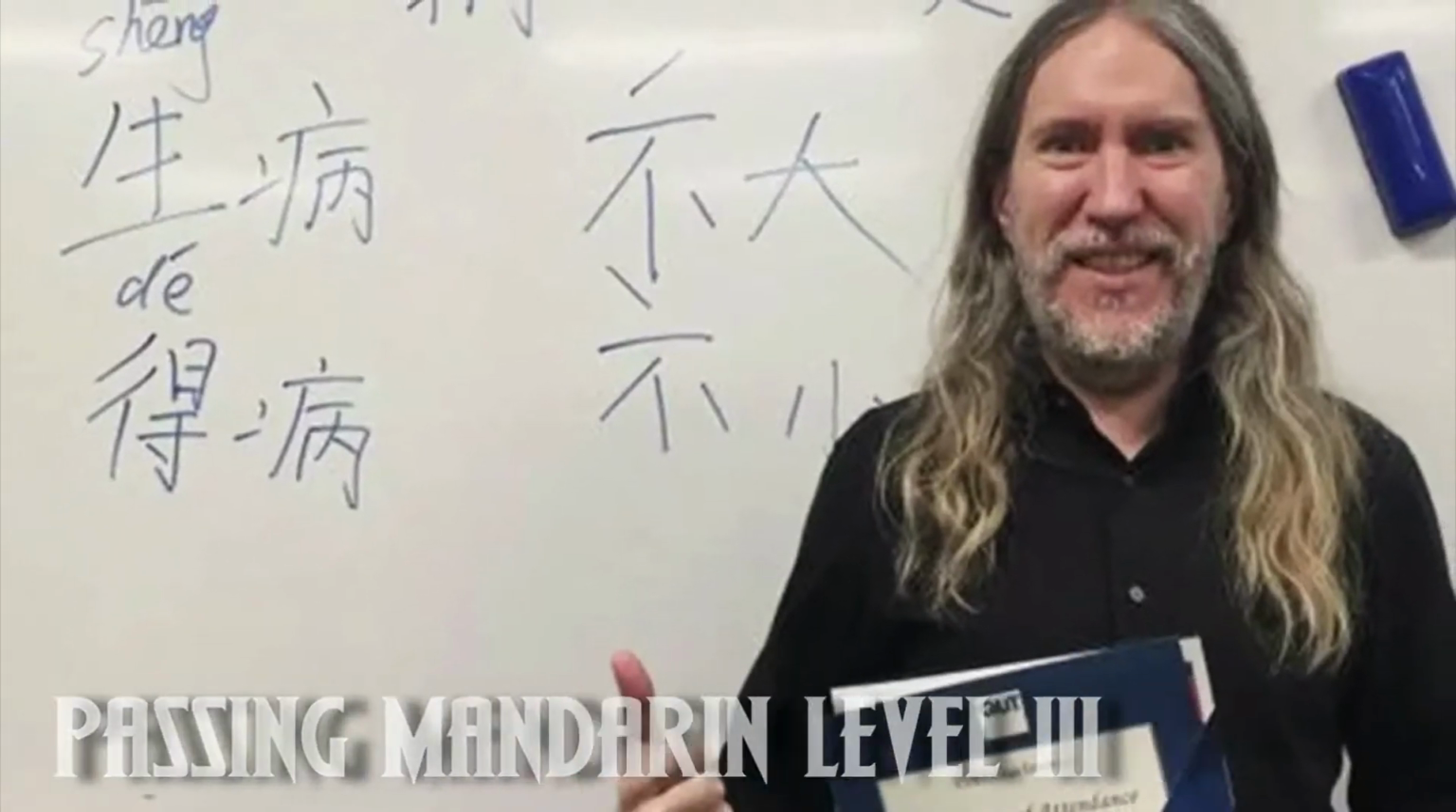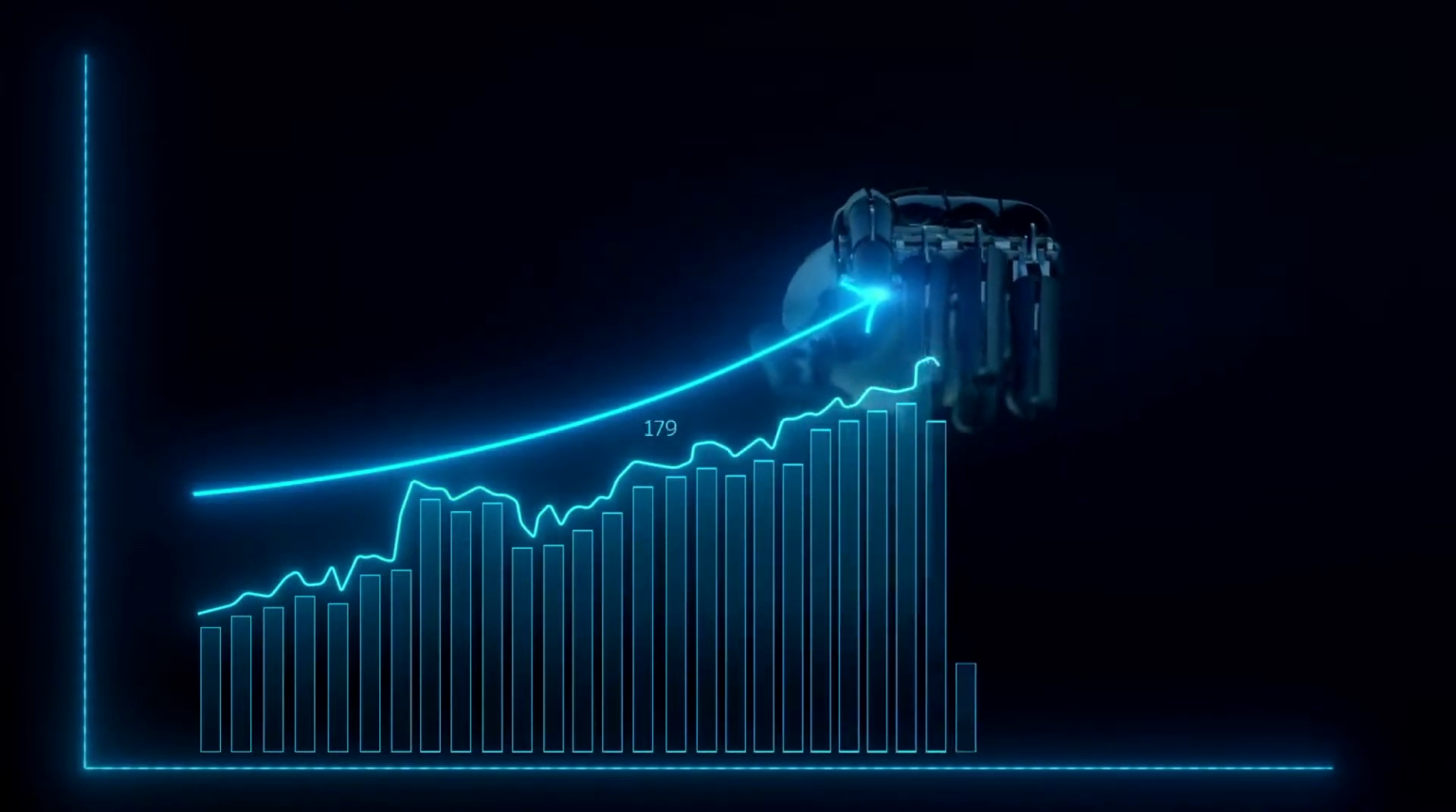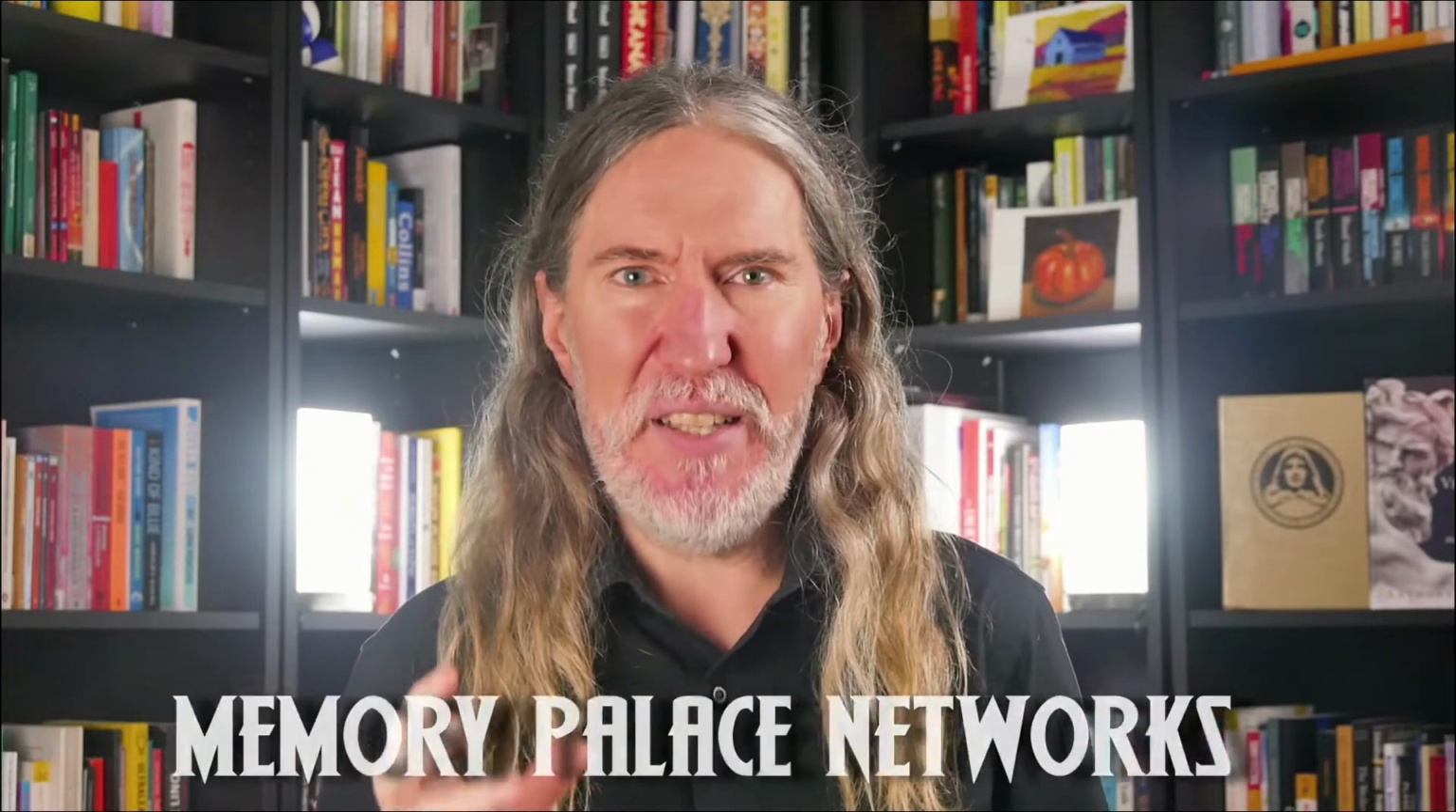Now, for larger learning projects, we typically need more complex imagery. We need more detail in our associations in order to make it work. And then in order to make it scale, we want to place these images inside of tools that we call memory palaces, ideally memory palace networks. But first, let's look at a more complex example so you can see what I mean.